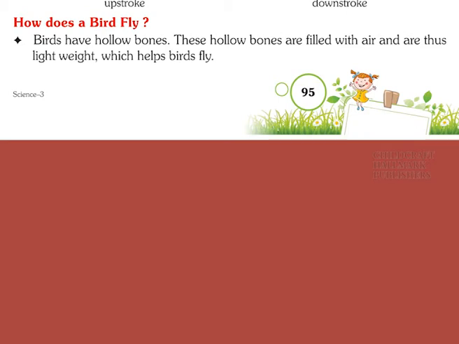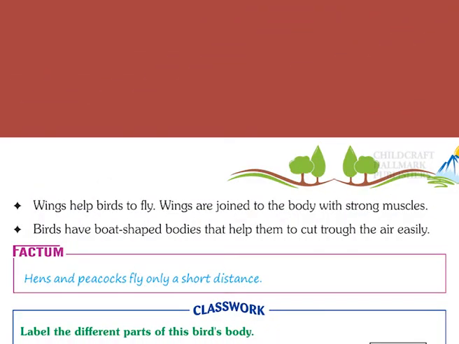How does a bird fly? Birds have hollow bones. These hollow bones are filled with air and are thus lightweight, which helps birds fly. Wings help birds to fly. Wings are joined to the body with strong muscles. Birds have boat-shaped bodies that help them to cut through the air easily.